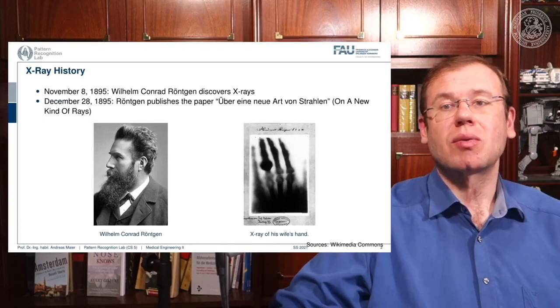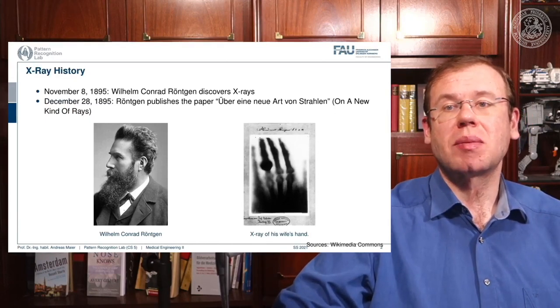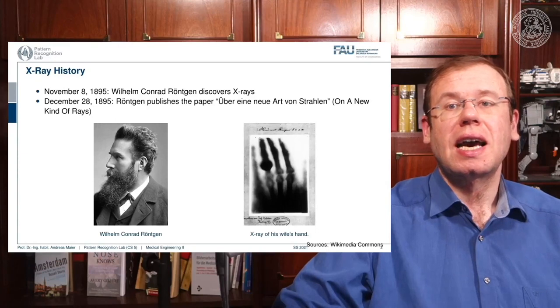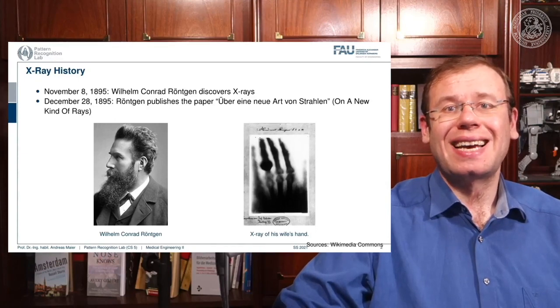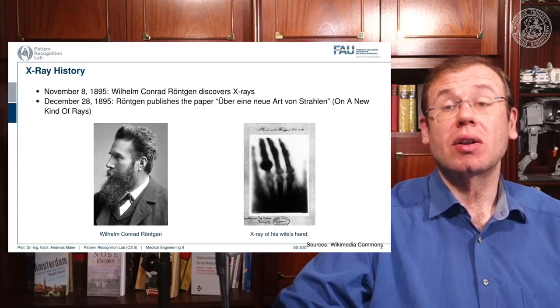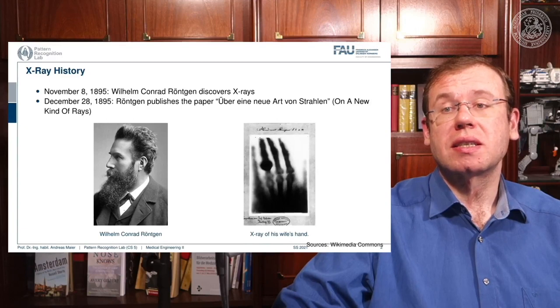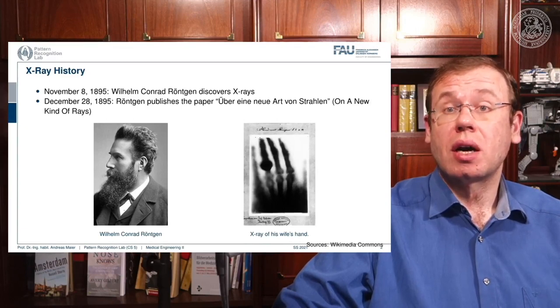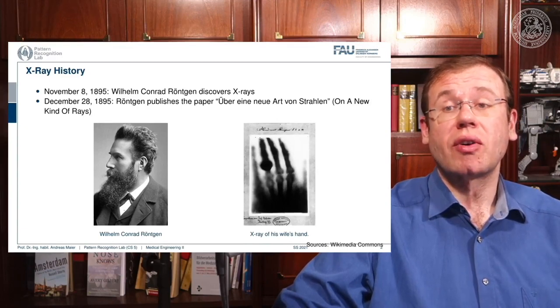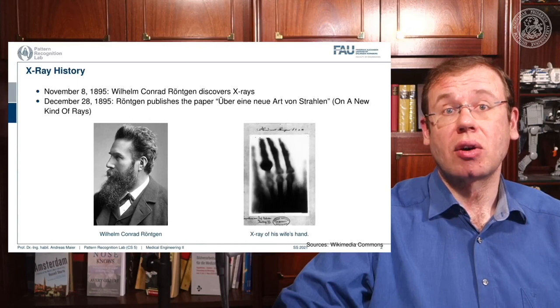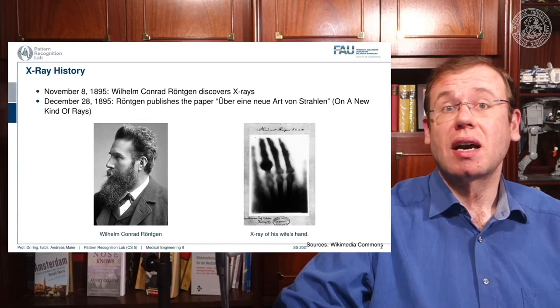The X-rays have been discovered actually by Wilhelm Conrad Röntgen, and they were discovered already in 1895, actually on the 8th of November. And already on December 28, Röntgen publishes his paper über eine neue Art von Strahlen, on a new kind of X-rays. And you can see that he was very quick. So he discovered the effect in early November, and already right after Christmas, he was able to publish the paper.